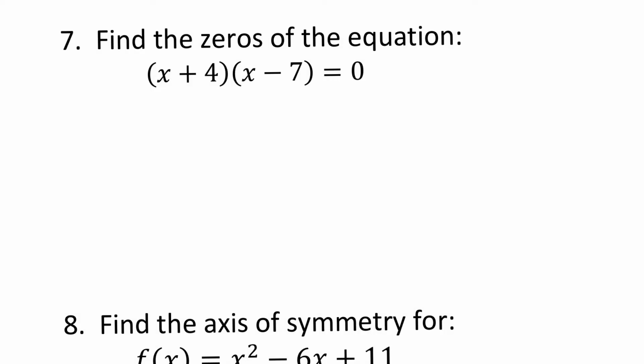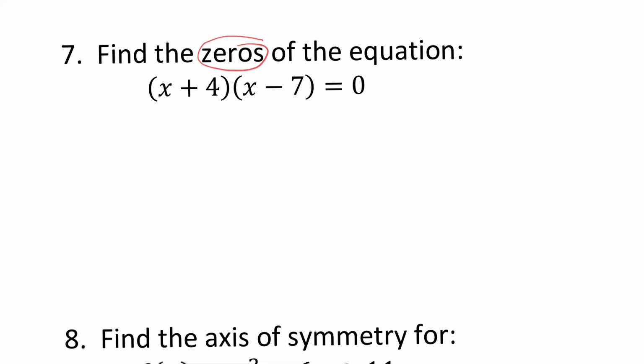Number 7 says find the zeros of the equation. Now this word zeros is another name for solutions. You can also say x-intercepts, or you can say answers. So we have solutions here, and that's what we're looking for. We're looking for the answers of x. So even though it says the word zeros, remember that is the same thing as the answers. You're looking for the value of x.